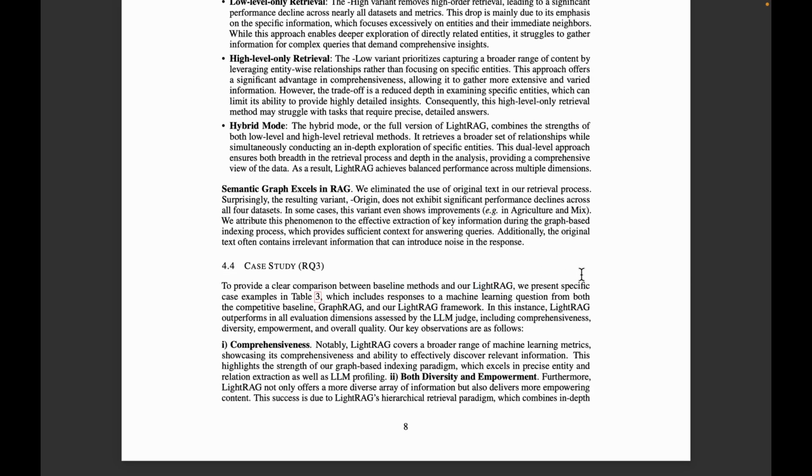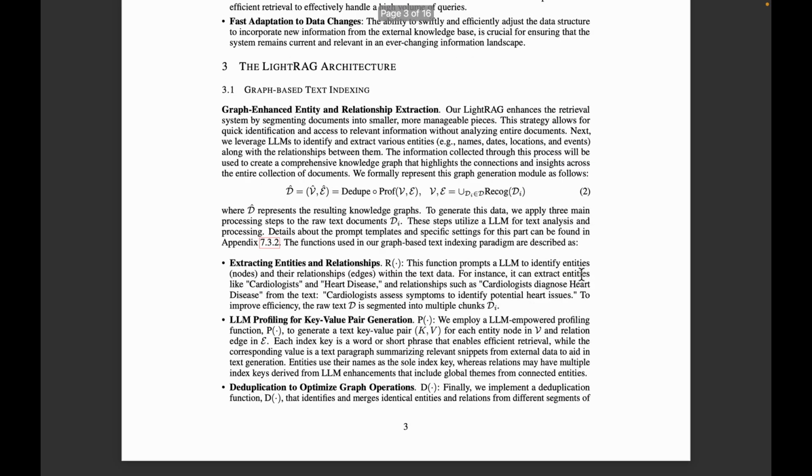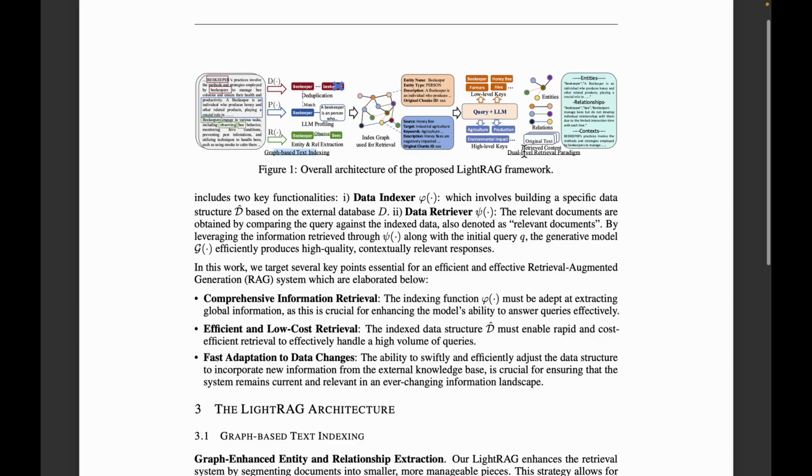But we have covered pretty much the main idea, which is that of graph-based text indexing and also the dual-level retrieval paradigm. That's pretty much what I wanted to say about LightRAG.